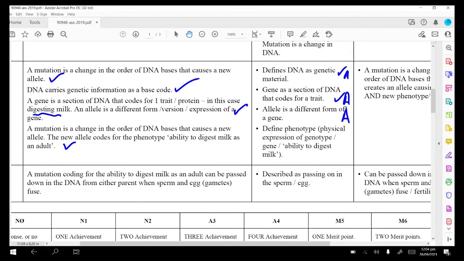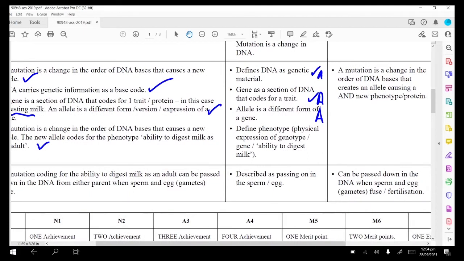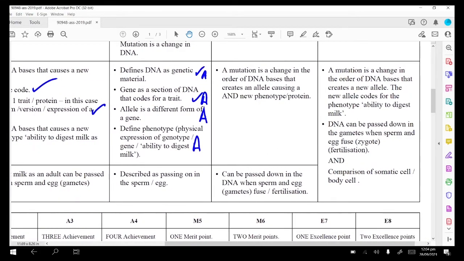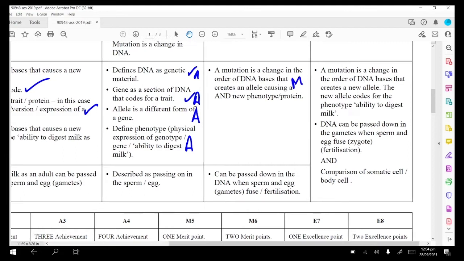And then to take it one step further, just showing some understanding is merit, and you will do great with that. So define phenotype as the physical expression of the genotype, the ability to digest milk. Yep, we did that. Beautiful. So for merit, if you wrote a mutation is a change in the order of the DNA bases that create a new allele, causing a new phenotype or protein. Yes, we said that. So that's merit level.